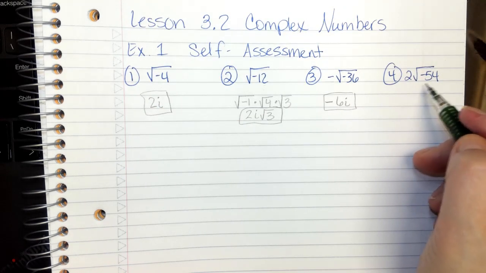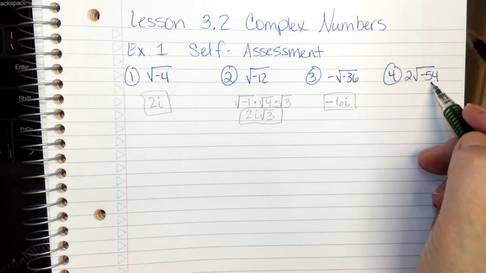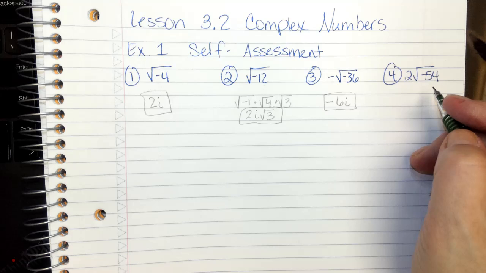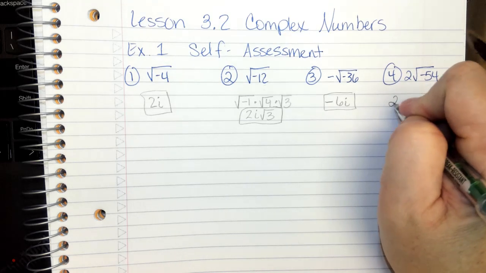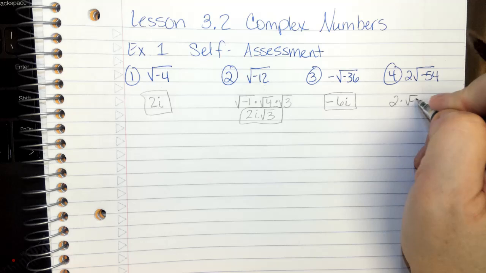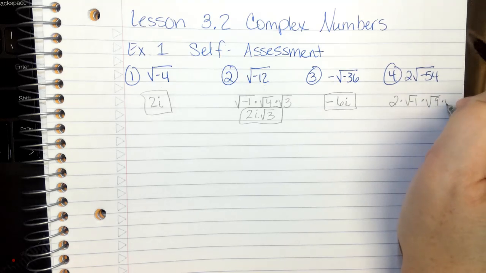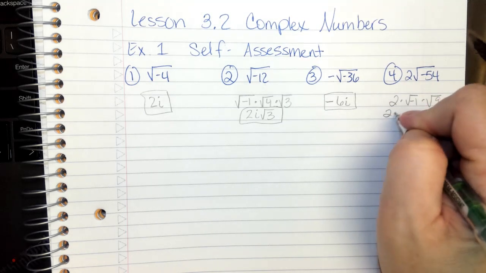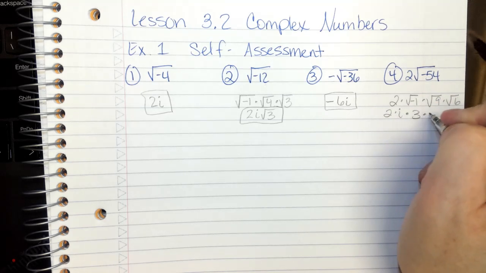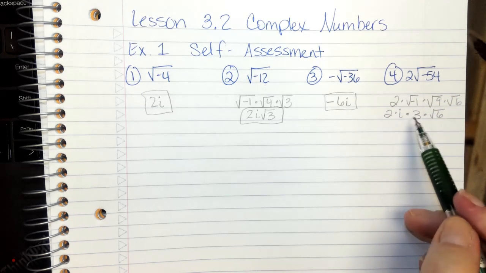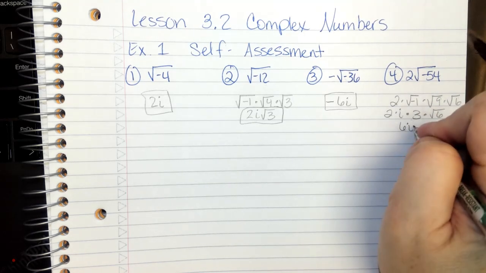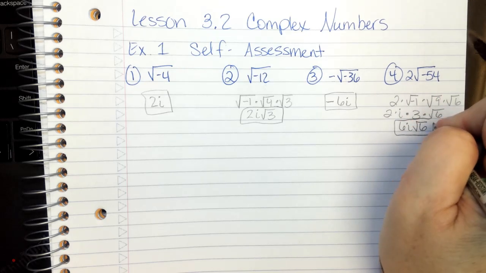All right, and last one. We need two numbers that when you multiply them, you get 54, where one is a perfect square. So we know that 9 times 6 is 54. So you could break this up as 2 times the square root of negative 1 times the square root of 9 times the square root of 6. Okay, so then we have 2 times i times 3 times the square root of 6. And then what's 2 times 3? 6. So you have 6i times the square root of 6. And that would be your final answer for that one.